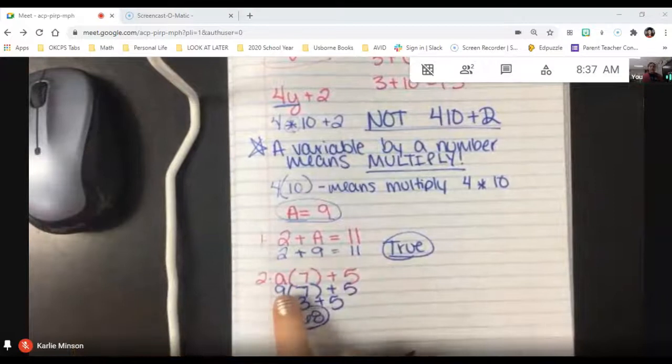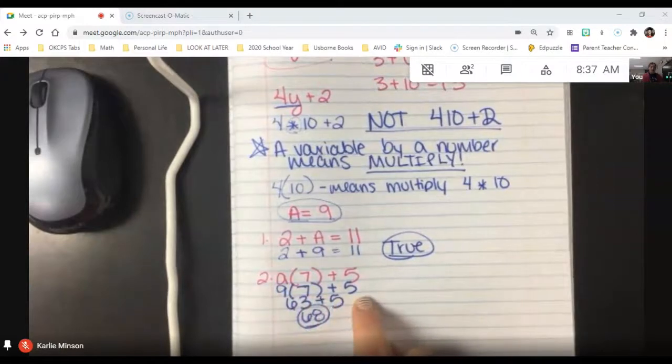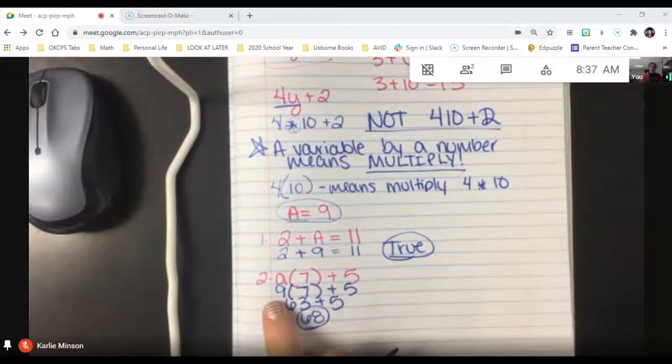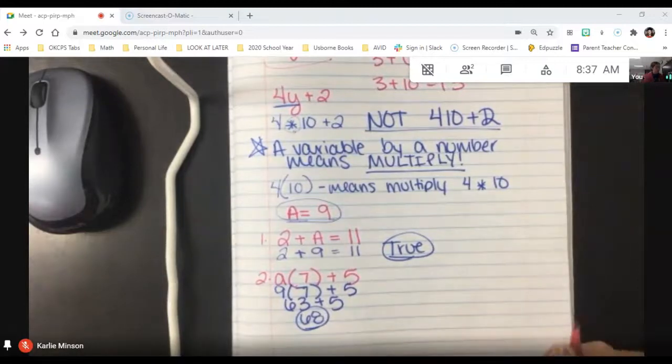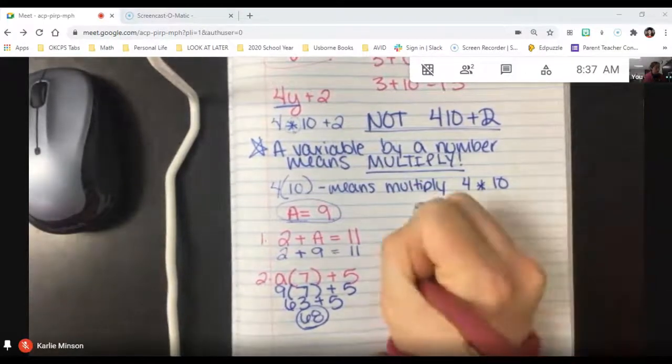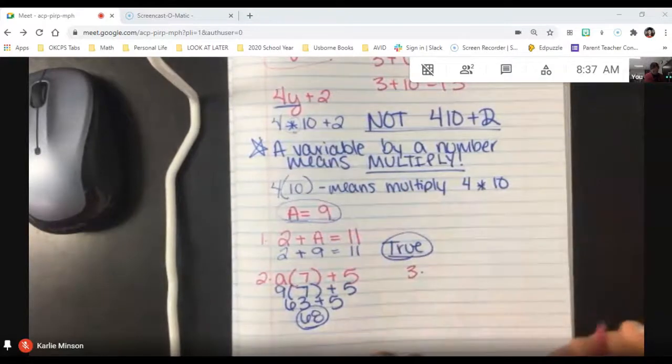So we plugged in the variable. Then after we plugged in the variable, I rewrote our expression. I then solved it by using order of operations to get my answer. So just because we're not learning about order of operations right now, you still need to know it. Let's do another one.